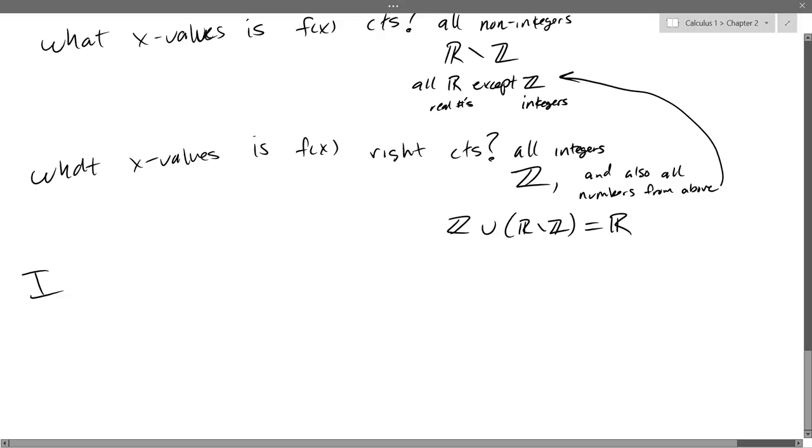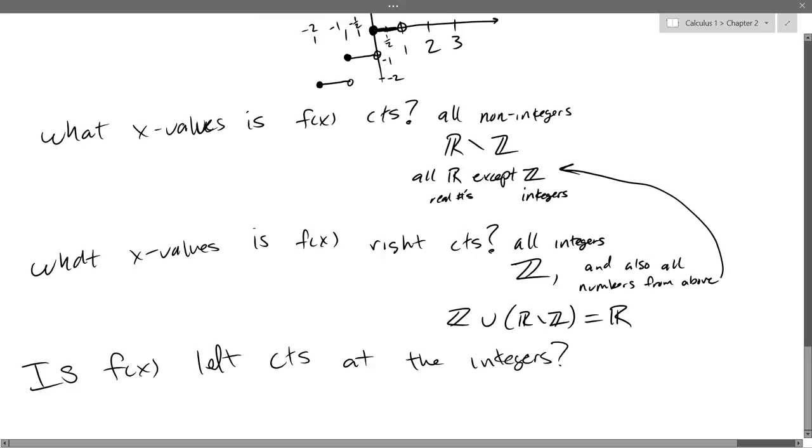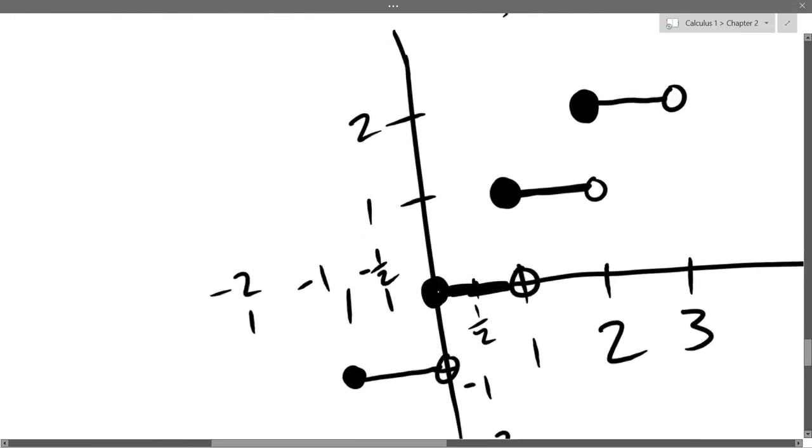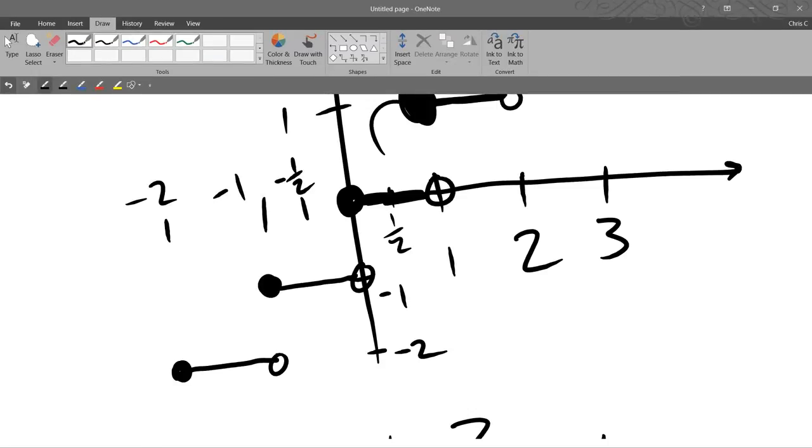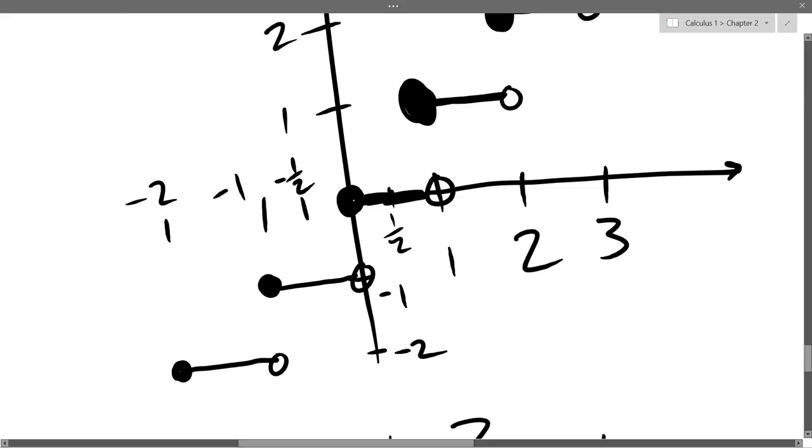So let's just ask the question, is f of x left continuous at the integers? So the easiest integer is probably 0 or 1. I think we started by looking at 1. So let's look at 1 now. All right, our x value is 1. So we're up here again at that point. What happens if I go to the left? I fall off, so that's not continuous. And of course, same thing happens at 2, I'd fall off. 0, I'd fall off, so it will not be left continuous at any integers, because you're going to fall off.